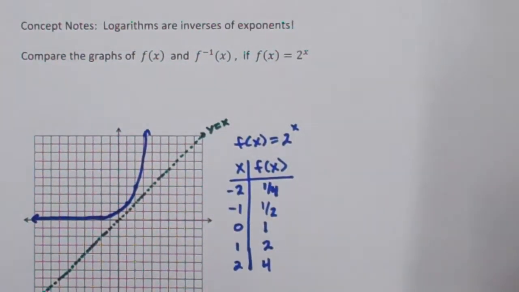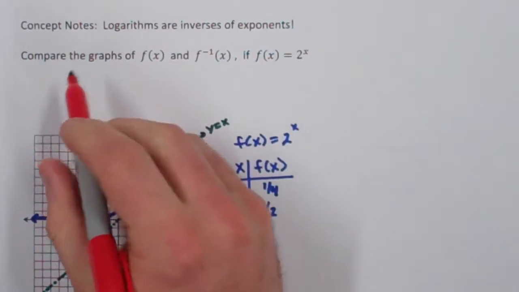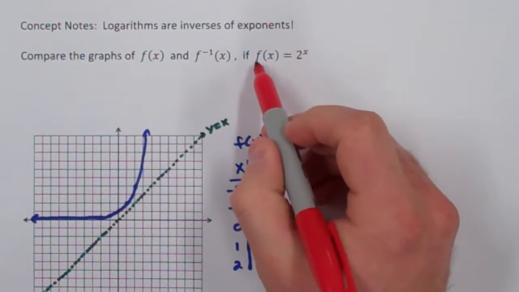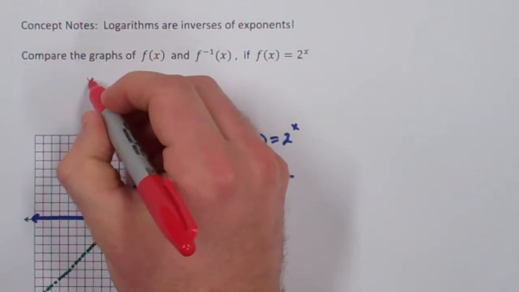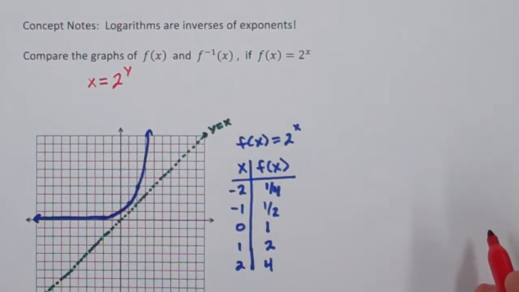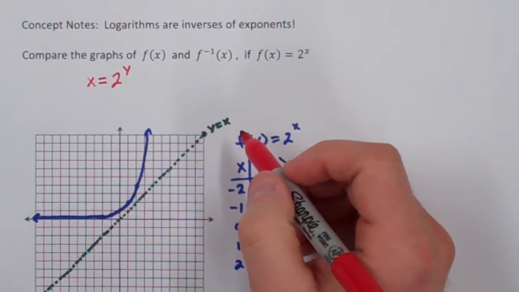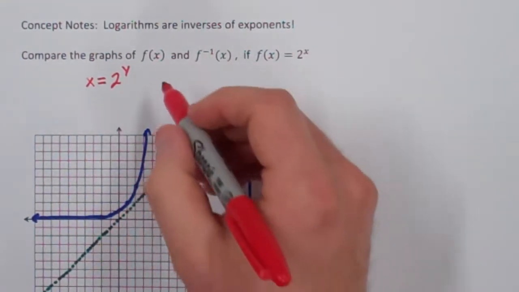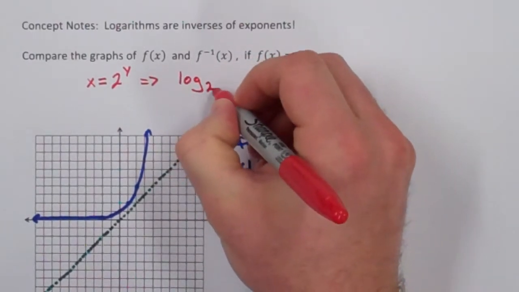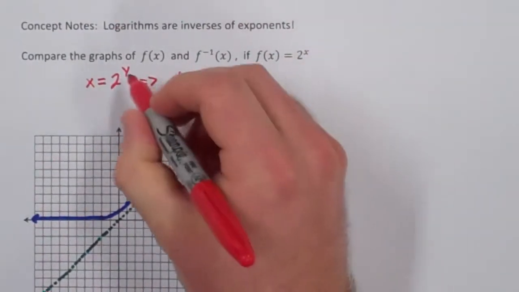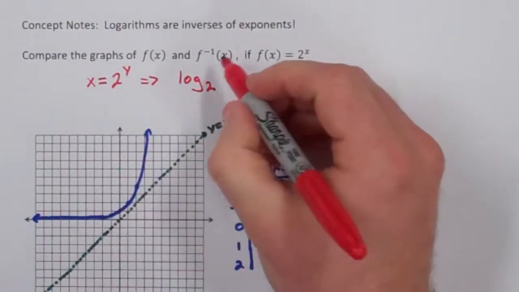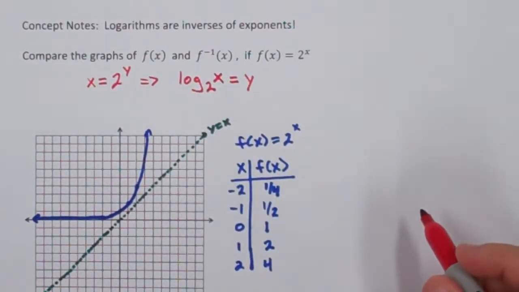And remember, to find the inverse, what we want to do is switch the x and the y. Remember, f of x is just y. So I'm going to have x is equal to 2 to the y power. If I solve here for y, we can use our log form. So we could go log base 2. We're going to be solving for the variable, which is y. And then we have x here in the argument position.